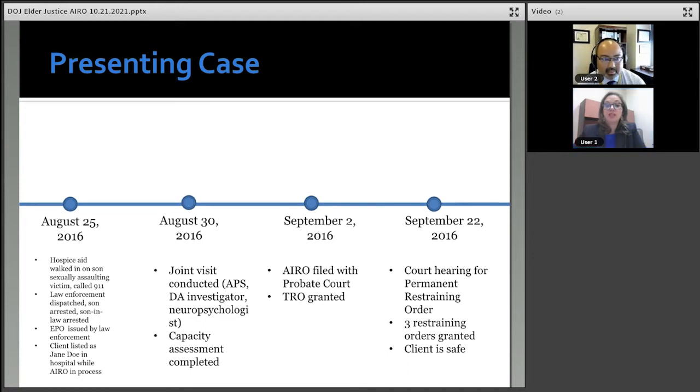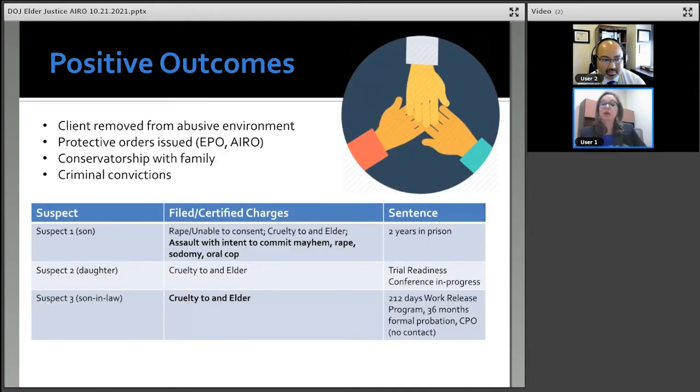And so in this, you can see how quickly it went, right? This all came in August 25th, and by September 22nd, we had permanent restraining orders in place. We also had public guardian working to conserve her. She was in a safe place. While public guardian was considering conservatorship, we actually had families step up and say they had no idea all this was going on, and they intervened, and they ended up actually getting conservatorship.